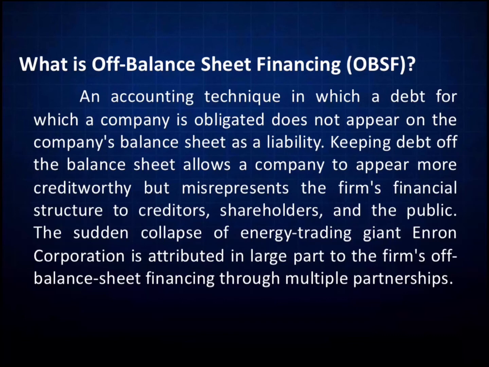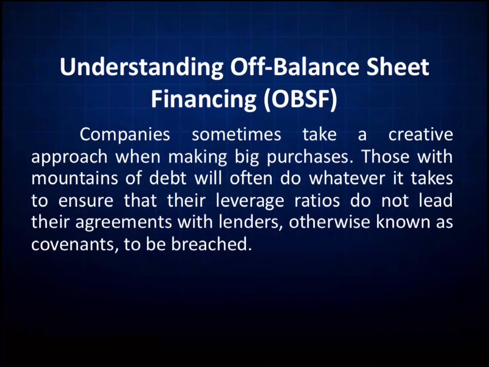A common form of off-balance sheet financing is an operating lease, in which a company rents rather than buys a capital asset. In an operating lease, the company must record only the rental payments and not the whole cost of the asset. While off-balance sheet financing is permissible, it can become unsustainable and can hide a company's true financial state. So to understand off-balance sheet financing, companies sometimes take a creative approach when making big purchases.